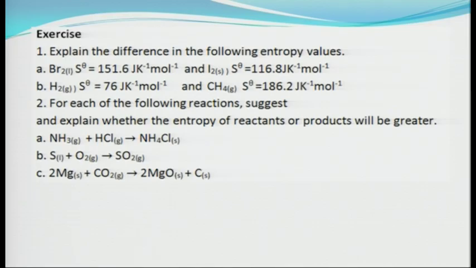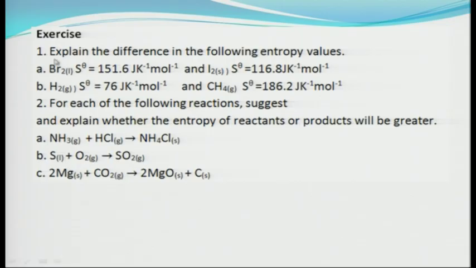Explain the difference in the entropy values. Naturally bromine is a liquid in its normal physical state, and iodine is a solid in its normal physical state. You observe that bromine has a higher entropy value than iodine. That is the first observation. One is liquid, the other is solid. Because bromine is a liquid, it will have a higher entropy value compared to iodine, which is solid and hence has a lower entropy value.